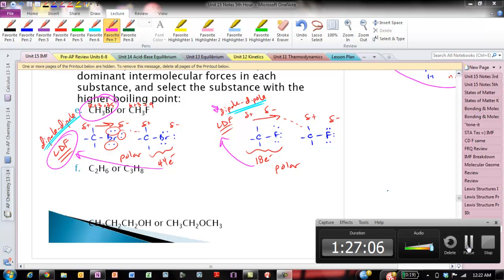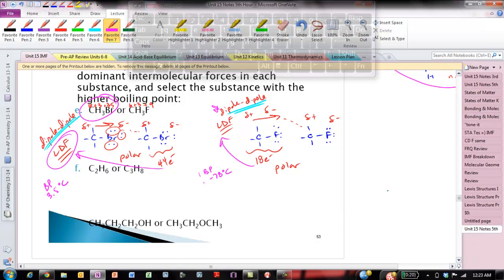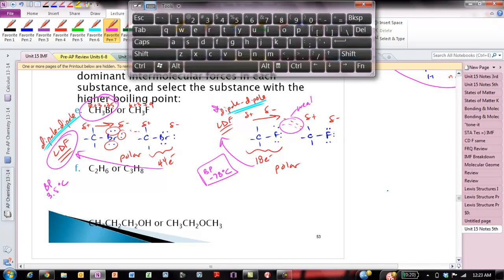And then I'm going to go look it up. Alright, so I looked it up, and the boiling point of the CH3F is negative 78 degrees Celsius, which means these aren't very hard to split apart. This interaction here between the positive and negatives, that's not very hard to split up.